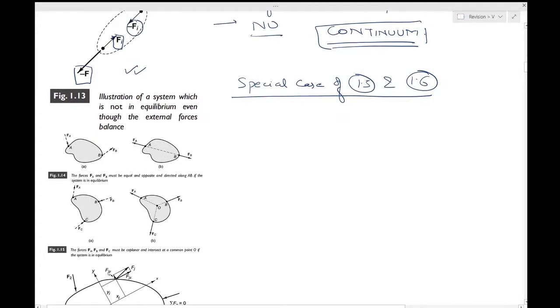Let's now see a special case in which you have two forces, let's say figure 1.14. Let's call it a two force member. In this figure 1.14, there is a system. What is the system? This is the system in the gray part, whatever you see around. So this is the whole system. It's a continuum solid.